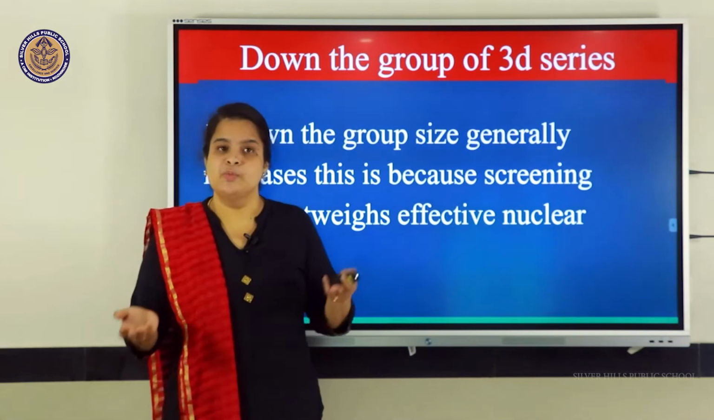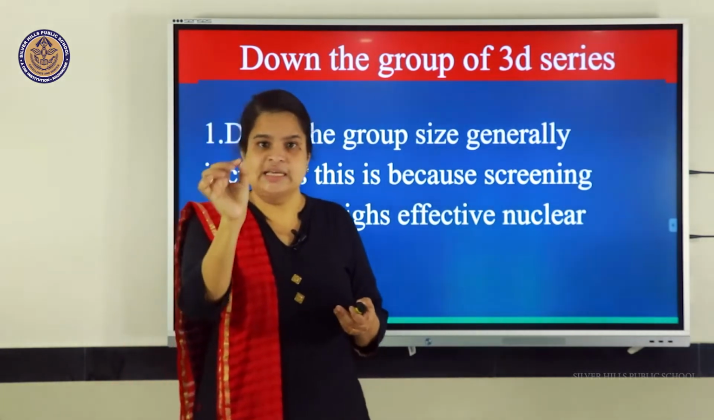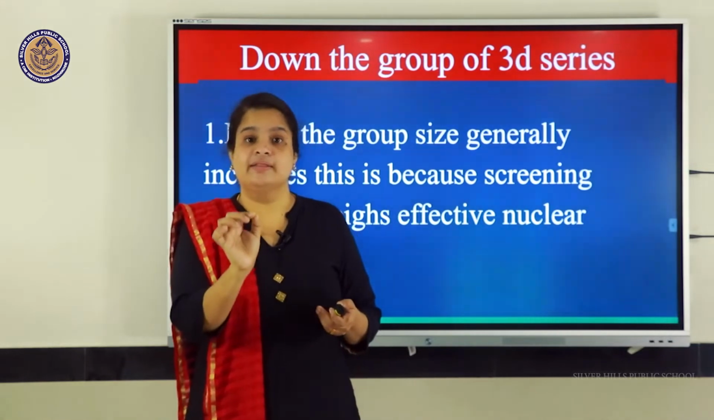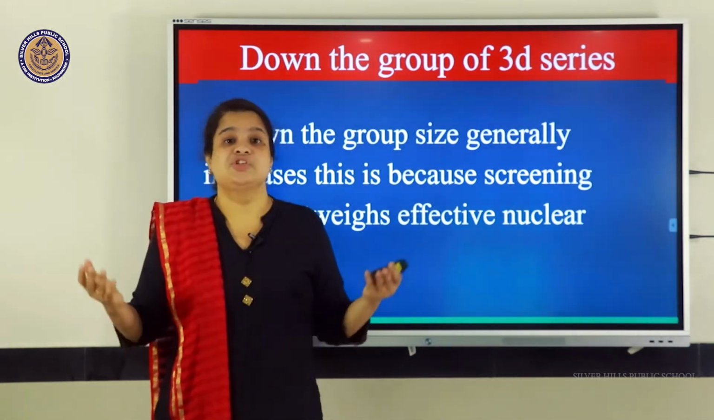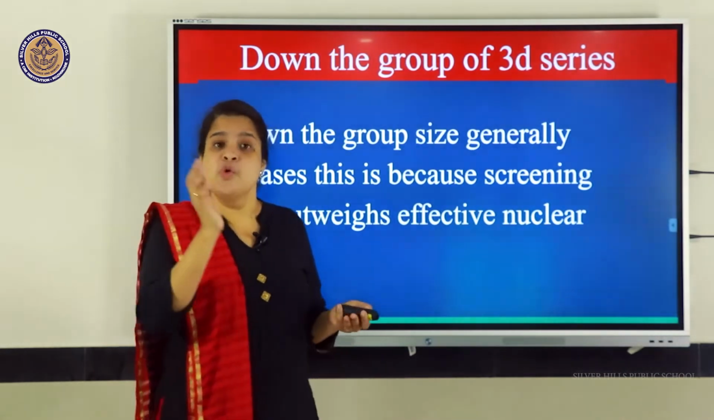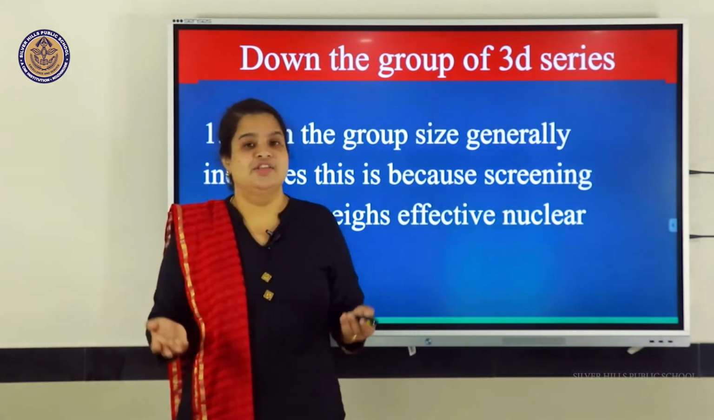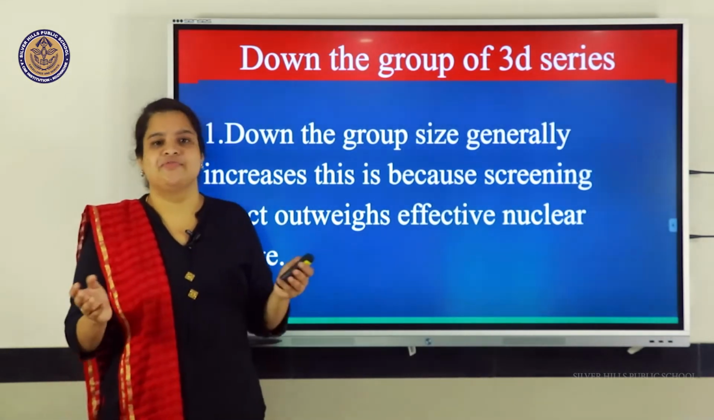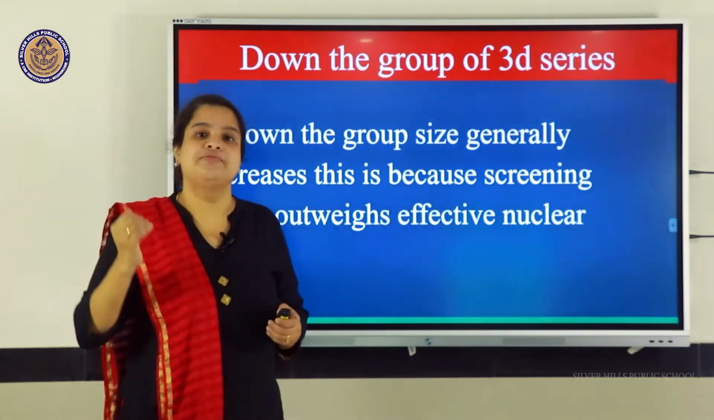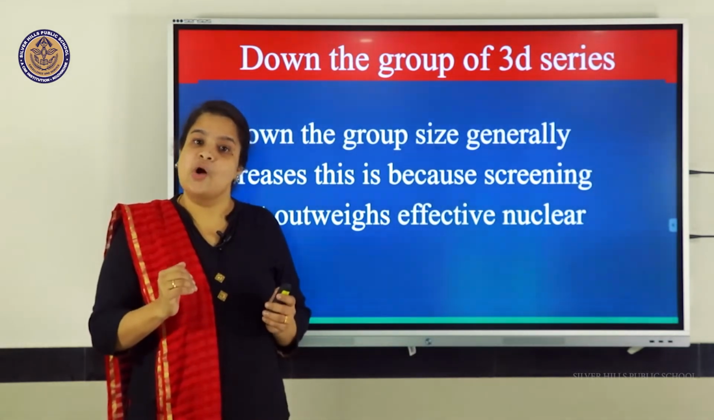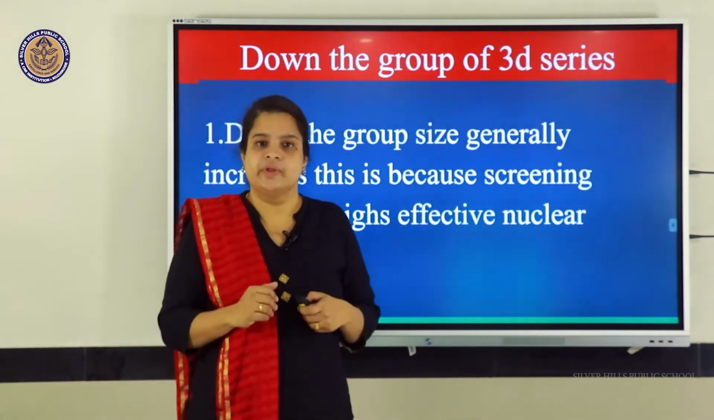Why is the size increasing down the group when you move from titanium to zirconium? I will take those elements. In the 3D series I have taken titanium, in the 4D series it is zirconium, and you have your hafnium in the 5D series. So, when you move from the 3D to the 4D and then to the 5D, what is the change in the atomic size? When you move from the 3D series to your 4D series, the size increases. Why? We know that the shielding effect or the screening effect outweighs the effective nuclear charge. But from zirconium to hafnium, that is from the 4D to the 5D, we see that it is not as we expect. It is found that the size of hafnium is smaller than zirconium. How can it happen like that?